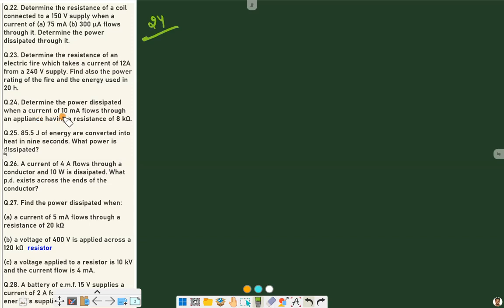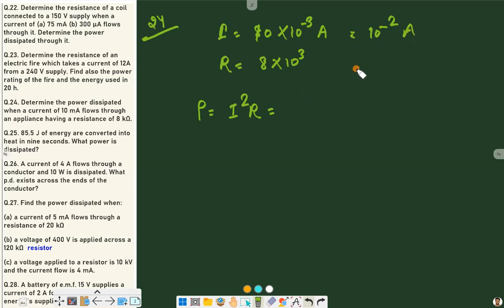Determine the power dissipated when current is 10 milliampere and resistance is 8 kilo ohm. So I is 10 milliampere, which is 10 to the power minus 2 ampere, and resistance is 8 kilo ohm, meaning 8 into 10 to the power 3. Power is I square R, so we can calculate it simply. Squaring the current we get 10 to the power minus 4, into R. So we will get 8 into 10 to the power minus 1, or 0.8 watts. So this is question number 24. Moving to question number 25.